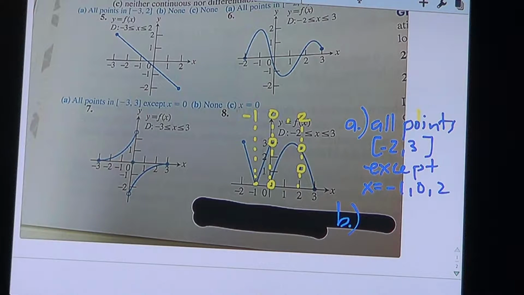Where is the function continuous? Of these 3 points, one of them is continuous. The function is continuous at -1. We don't have to pick up our pencil to draw it there, right? So it's continuous, but we still can't find the derivative there because it's a corner.